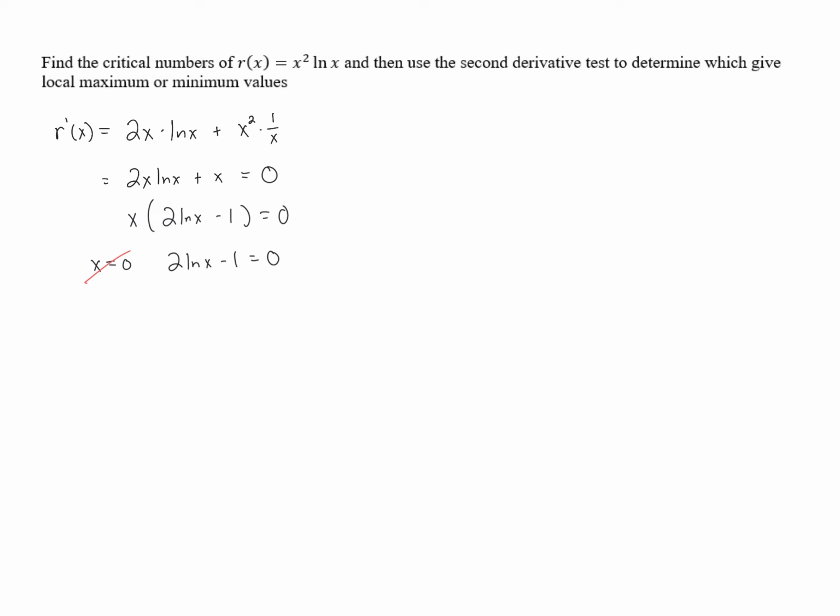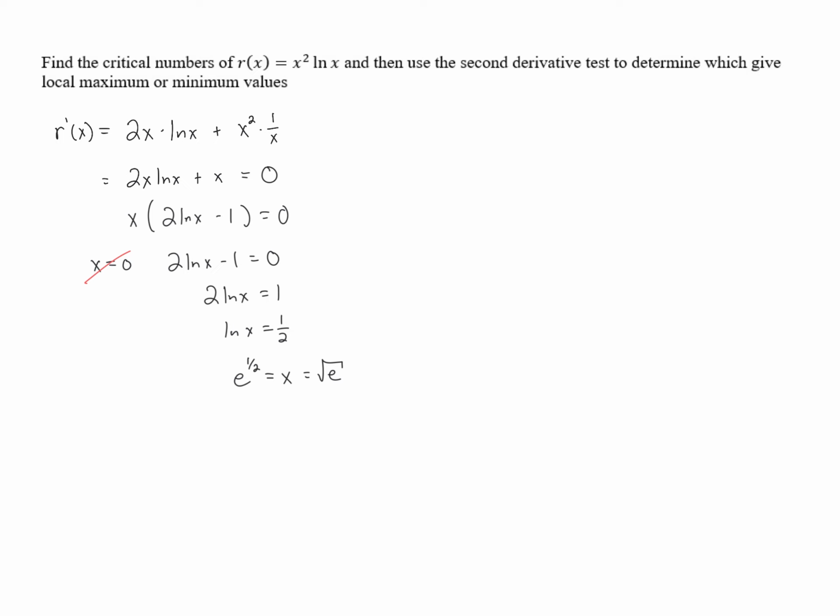And then we just need to solve 2 ln of x minus 1 equals 0. If we add 1 to both sides, that gives us 2 ln of x equals 1, and dividing by 2, ln of x equals 1/2. And if we rewrite this in exponential form, the base is e, so this is e to the 1/2 equals x, and that gives us our critical number. Our critical number is e to the 1/2, which is also the square root of e. Either way, we're good.